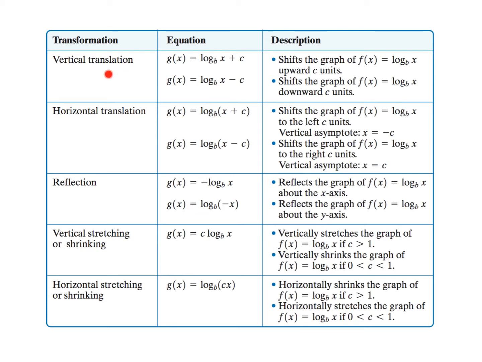So vertical changes. All of these functions change vertically when this c value is outside the parentheses. It's a horizontal translation when it's inside. It's a reflection when there's a negative, and then stretching and shrinking. So it's vertical stretching and shrinking when there's a c value in front, horizontal when the c value is on the inside. So this isn't really anything new.